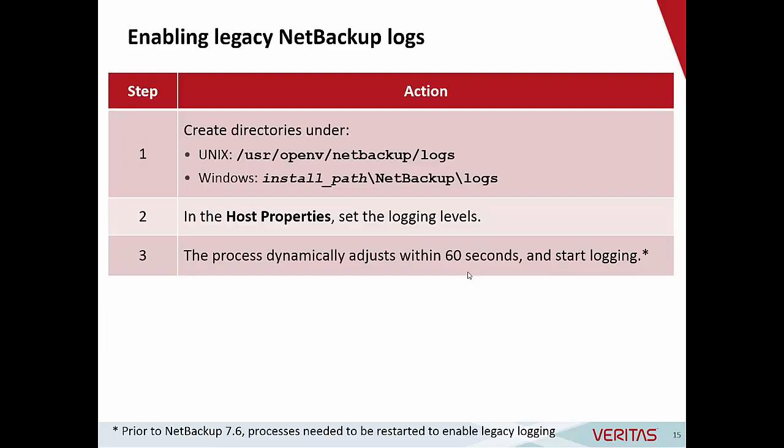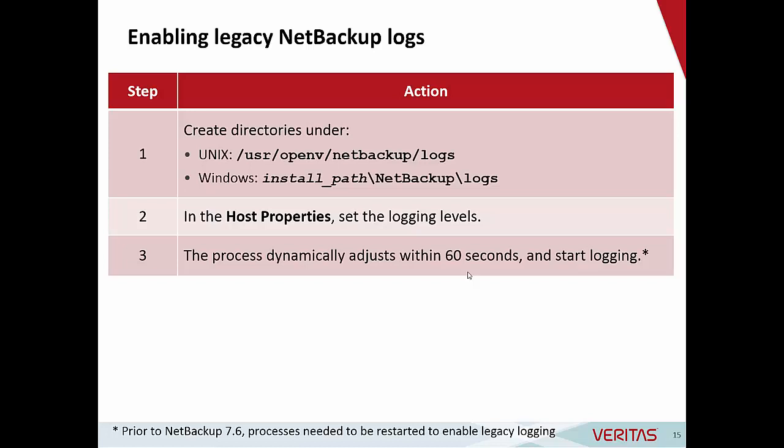To enable legacy logs, simply create a directory for the log you wish to enable in the NetBackup Logs directory. So here are examples of where to find the NetBackup Logs directory in Unix and Windows. The name of the subdirectory you're going to create is the name of the process. So if you want to enable the BPTM log, create a subfolder called BPTM. Then in the host properties, go ahead and set the logging levels.